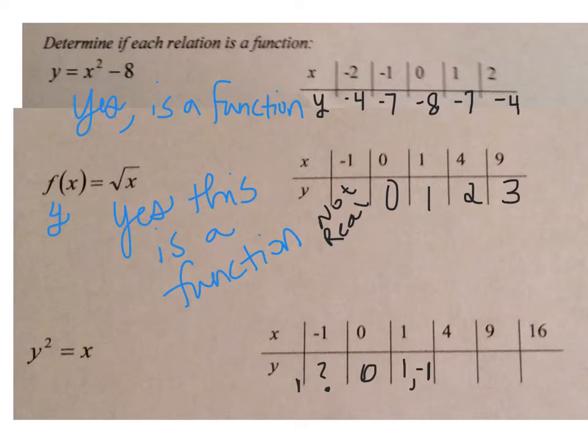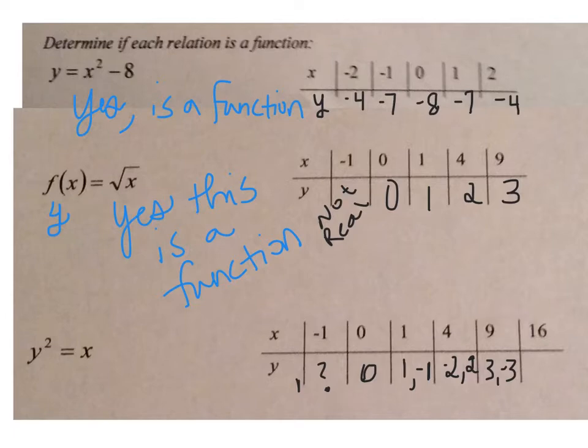Notice that 1 in x is going to two different y's. 1 can give us 1, but it can also give us -1. Just like 4 can give us -2 as well as 2, and 9 can give us 3 as well as -3, and so on. So this is not a function, because there are several elements in the domain x that correspond to two different elements in the range y.